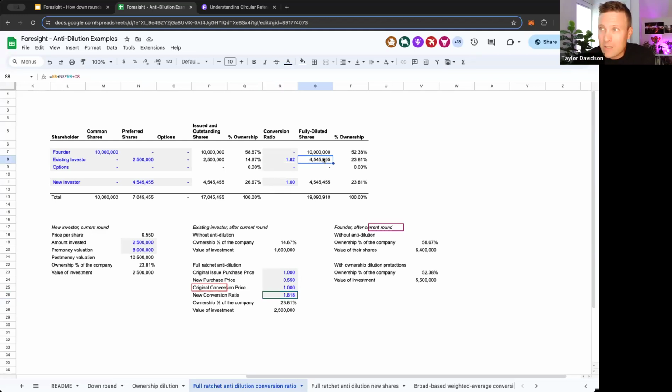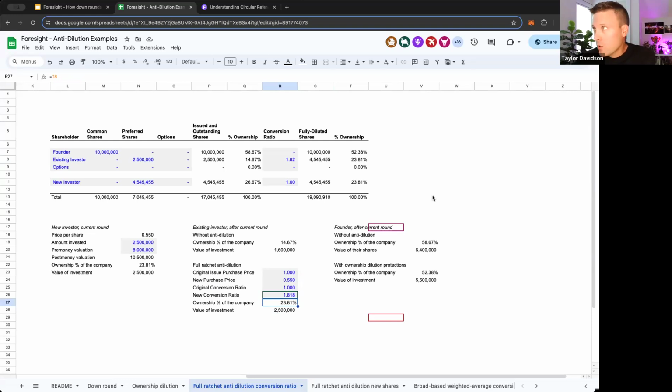That means on a fully as-converted basis, they would have 4.5 million fully diluted shares. That number of shares times the new share price equals the value of investment, right? So we maintain the value of the investment. Interestingly, the ownership percentage has gone up, right? So instead of only owning 20% of the company after the anti-dilution protections, now they own 23.8%. The impact of that is borne by founders.